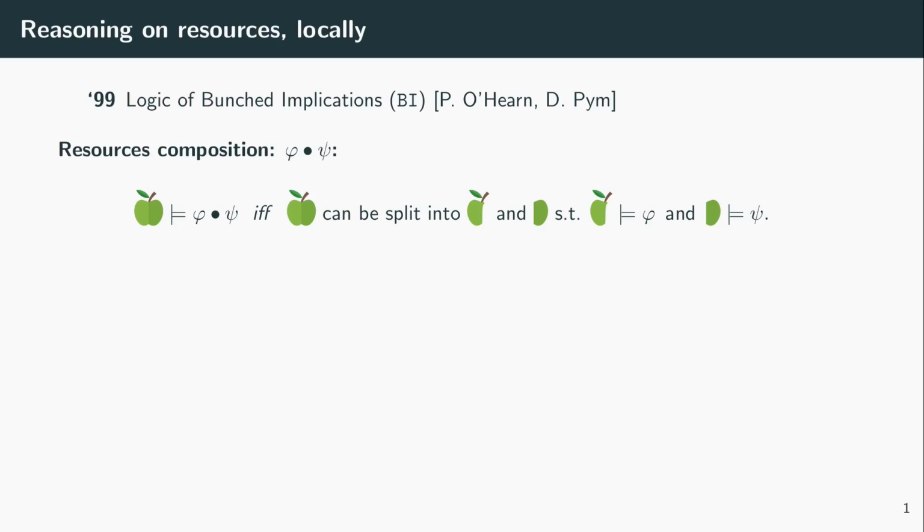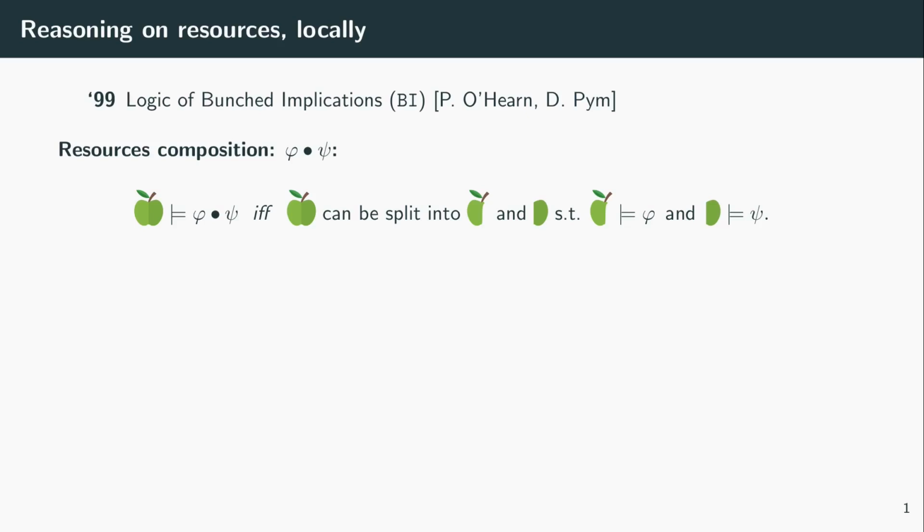David Pym. Now, the central feature of BI is given by a composition phi.psi that states that given my resource, here for example an apple, it can be split into two pieces, one satisfying phi and another one satisfying psi. Here is where the modularity of BI comes from. I can now split a structure and reason on each piece modularly. And from this simple idea, a lot of logics were developed.